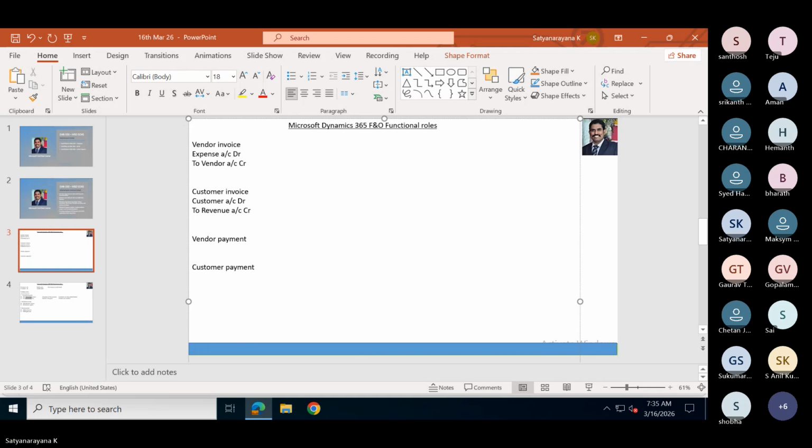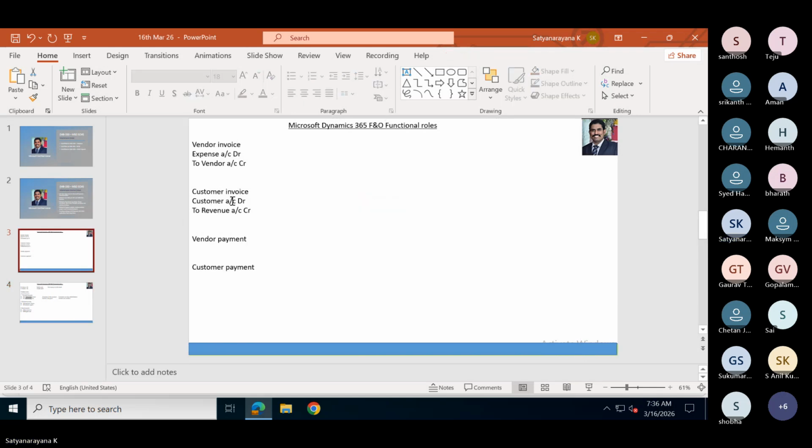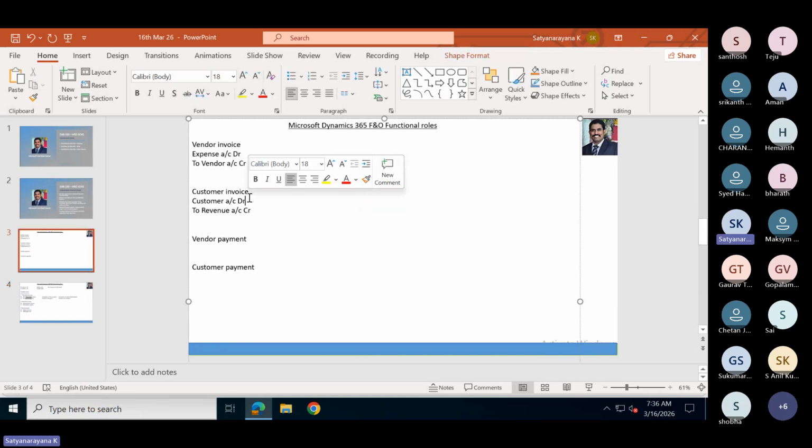That's it. So these two rules I have applied: personal account and nominal account. Debit the receiver. That rule I have applied. Credit the giver.